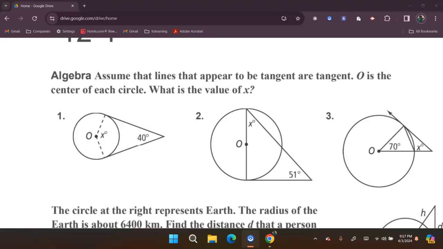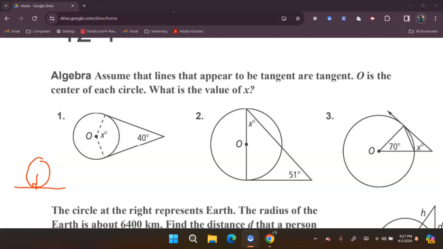We are going to find the value of x with our understanding of tangent lines. Remember that if we have a line that is tangent to a circle, then we know there's a point of tangency. And we know that if we have a line that intersects that point, then that line will be perpendicular. So if it's perpendicular, this angle automatically is 90. With this in mind, we're going to go ahead and answer number 1.